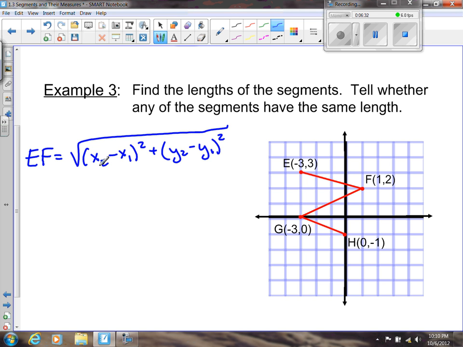But x2 and x1, these 2's and 1's don't mean anything other than they help us differentiate between the 2 points. Okay, so if I come over here, I'm looking for EF, these 2 points, I'm looking for this length. So as I do that, I'm just going to call one of these points point 1 and point 2.